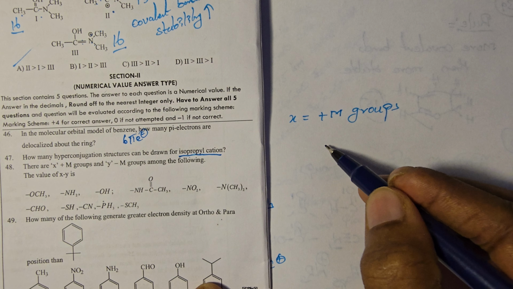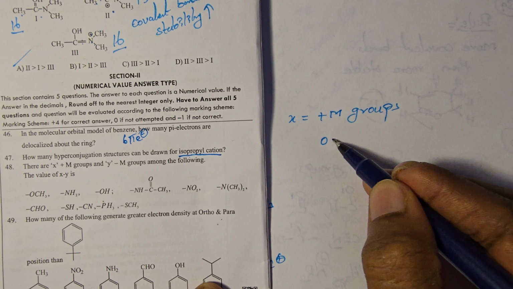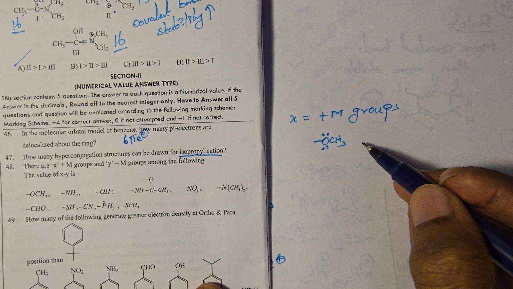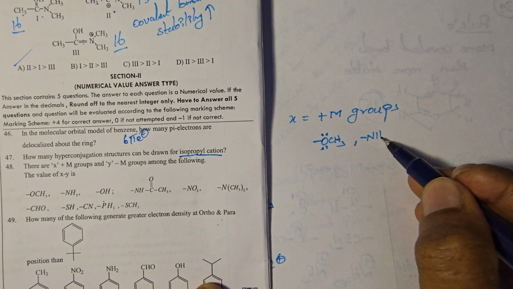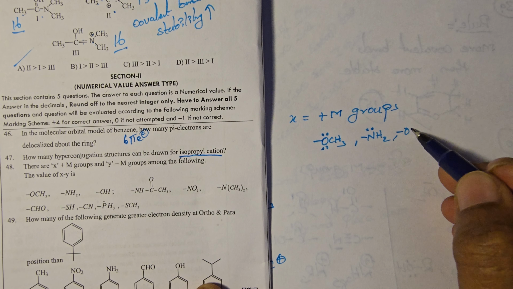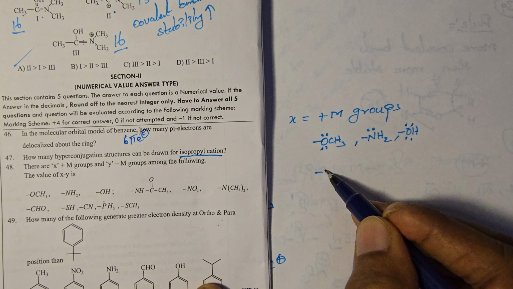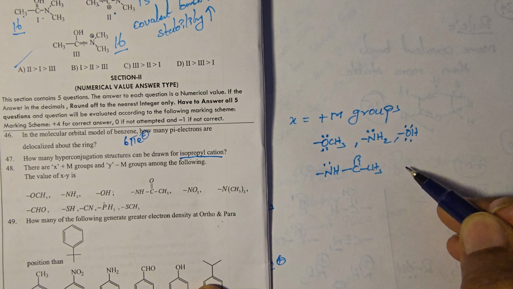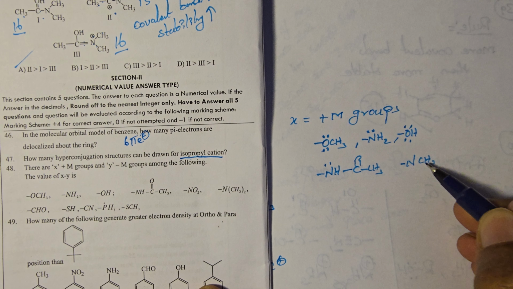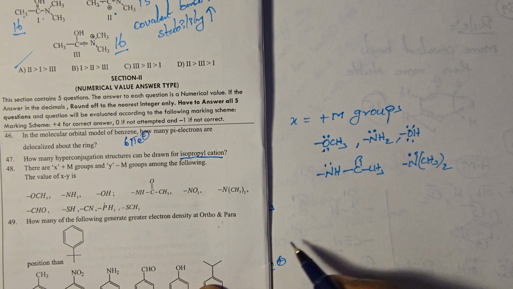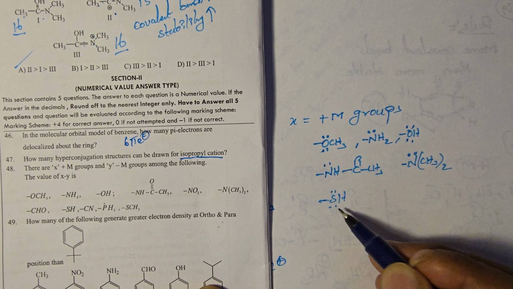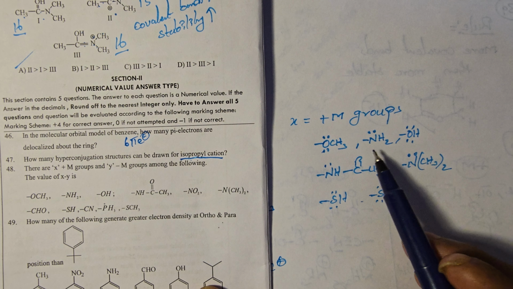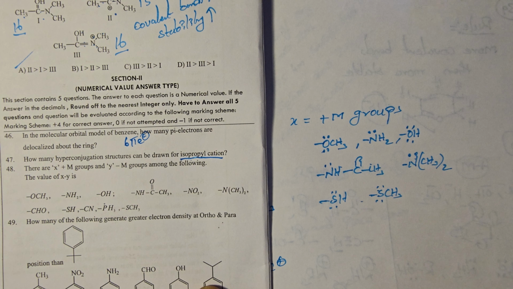First of all, on a group, if the central atom has lone pairs of electrons, they act simply as plus M groups. OCH3 has a lone pair of electrons, NH2 has a lone pair, OH has a lone pair, NH has a lone pair, NHC double bond O CH3. Next, amine, tertiary amine connectivity, it has a lone pair of electrons, SH lone pair, SCH3 central atom having the lone pair of electrons. These groups act as plus M groups.